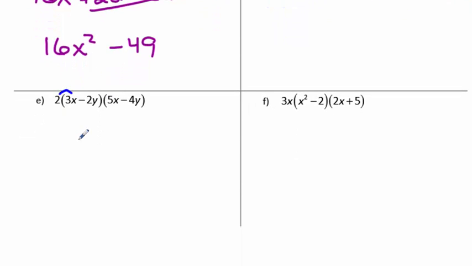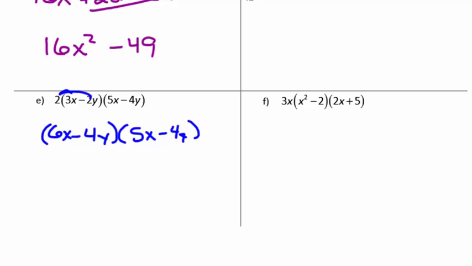That one is already finished. Let's look at part E. There are two different distributes to do here, so I'm going to do the first one first. 2 times 3x is 6x minus 2 times 2y is 4y. So we did our monomial distribute.